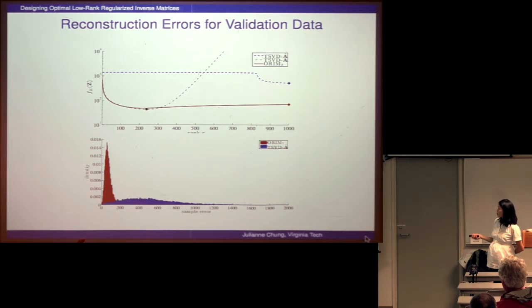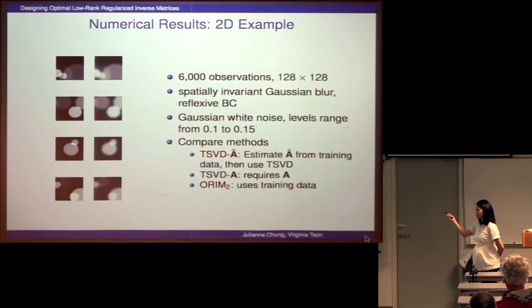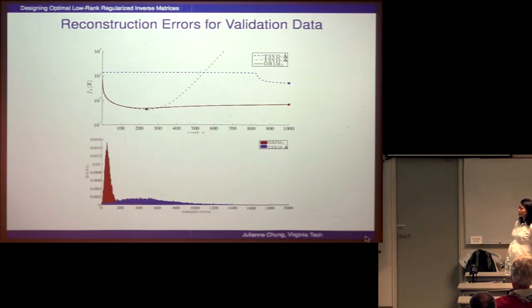At some point, the blue and the blue dashed and red should cross. Yes, if you go far enough. But I mean, this is already a rank of 1,000, and the problem is 16,000 by 16,000, right? 128 by 128. So there was no way we could go to the end.